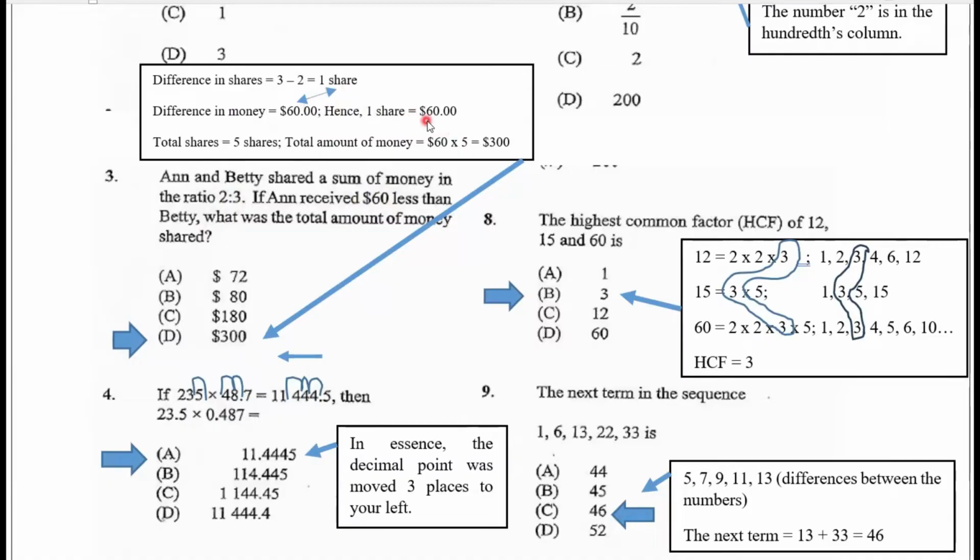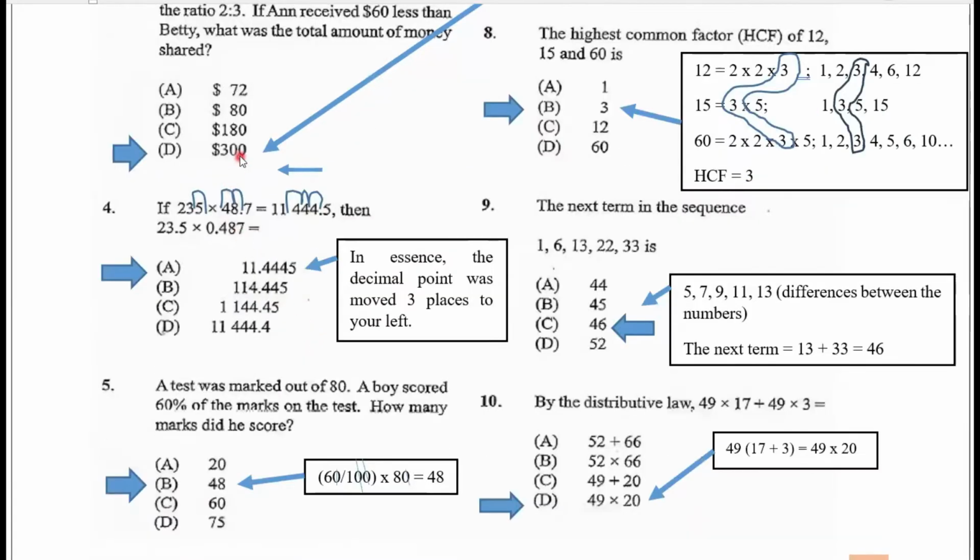If 1 share is $60 and they're asking for the total amount of money, I can work that out very easily. How? Well, the total number of shares will be 2 add 3, which is 5. And if each share is $60, then the total would be 5 by 60, to give you $300. So if each share is $60 and it's 5 shares in all, 5 by 60 will give you $300. That's D as in dog.